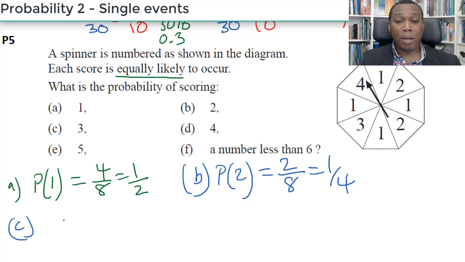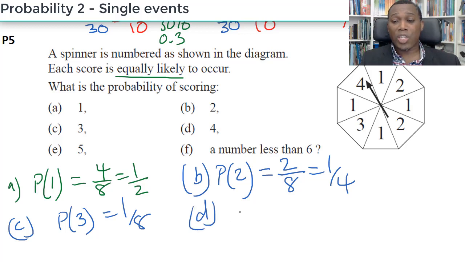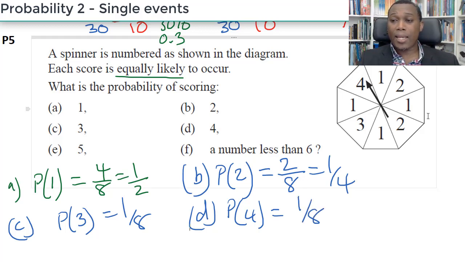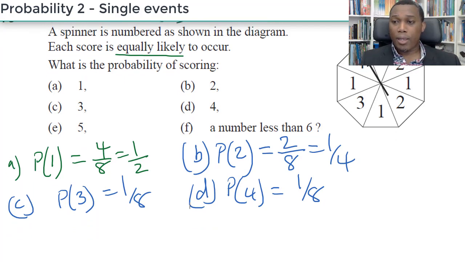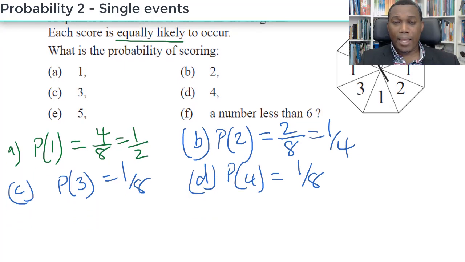For C, the probability of getting a 3, there is 1 3, so that's 1 on 8. For D, the chance of getting a 4, so probability of 4 you could have written. There's only 1 4, so that is 1 out of 8 again. And then to wrap up those, I'm going to have to scroll down a bit.